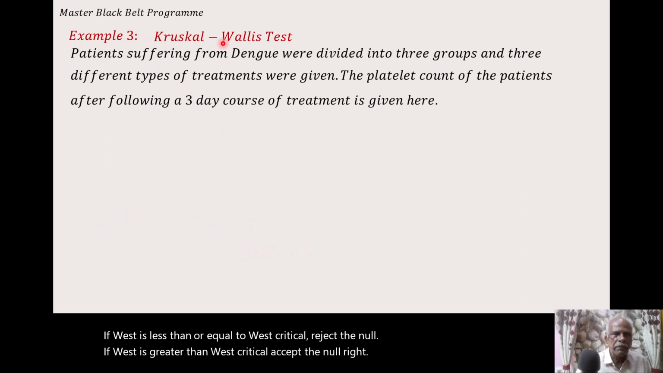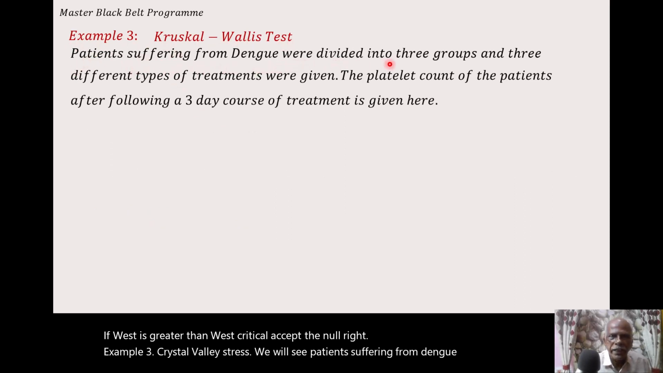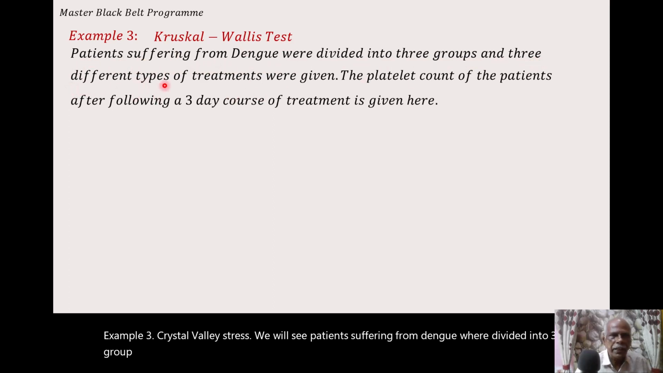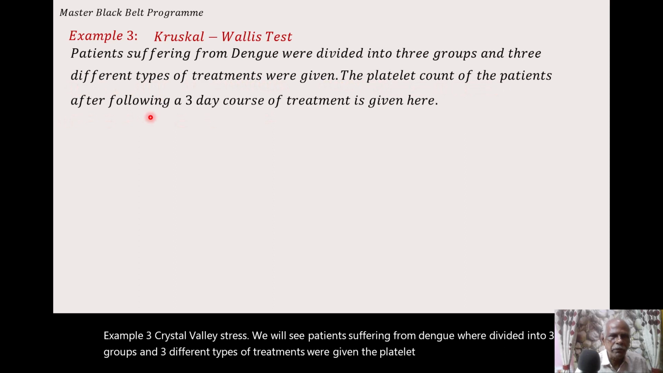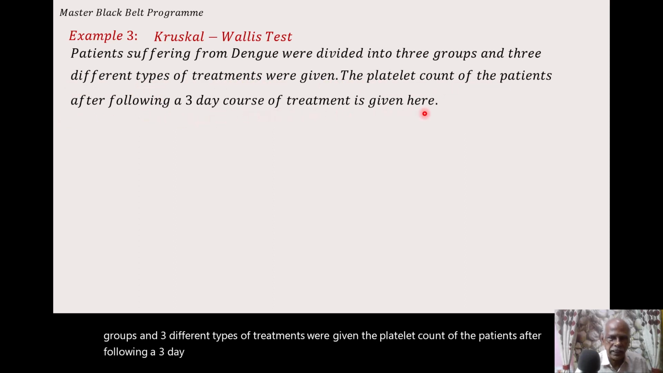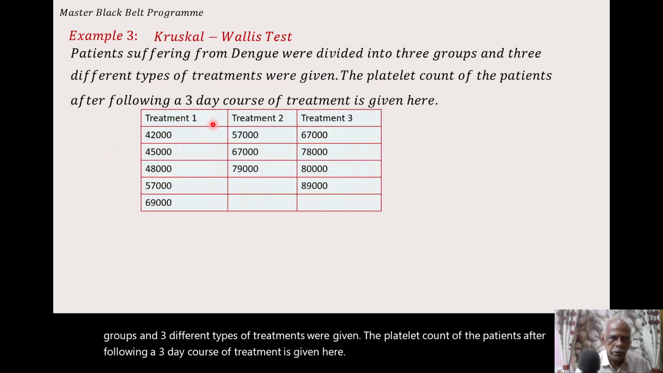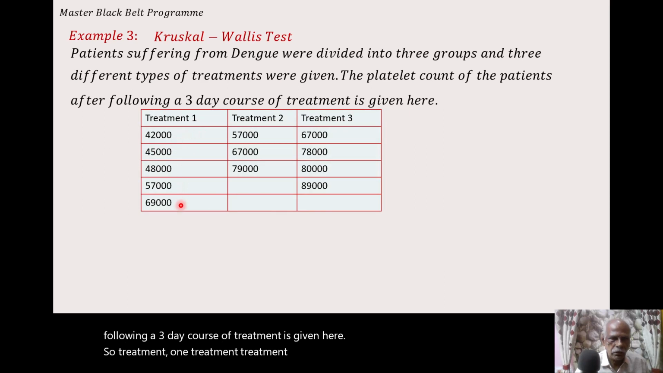Example 3, Kruskal-Wallis test we will see. Patients suffering from dengue were divided into 3 groups and 3 different types of treatments were given. The platelet count of the patients after following a 3-day course of treatment is given here. So treatment 1, treatment 2, treatment 3, the readings are also given here. The sizes are varying here.